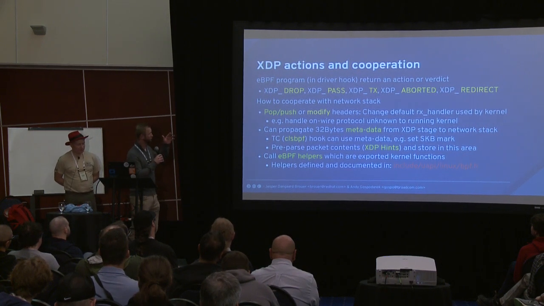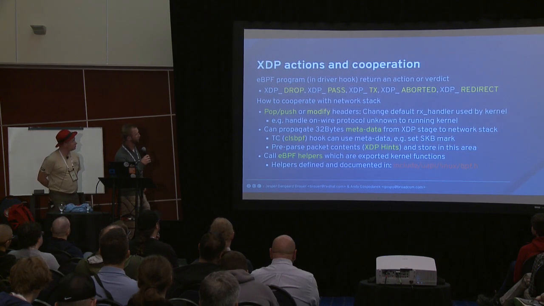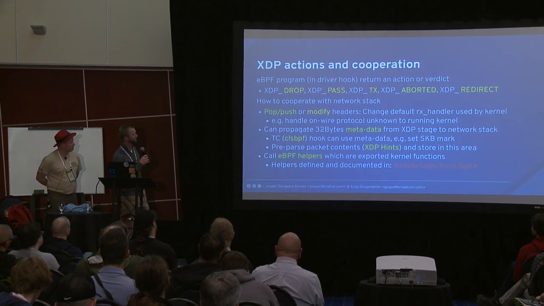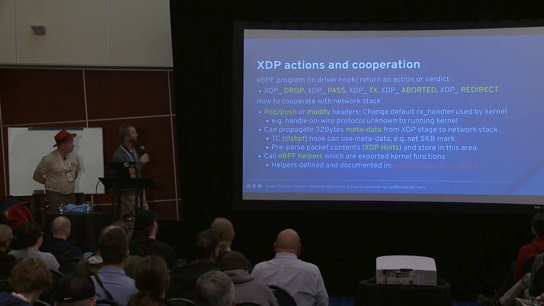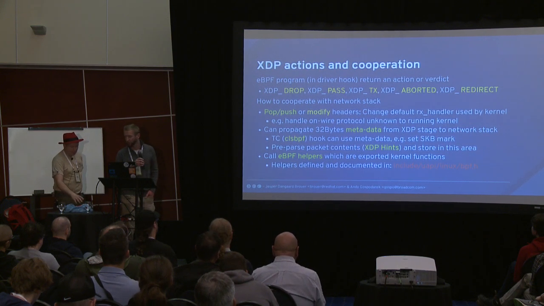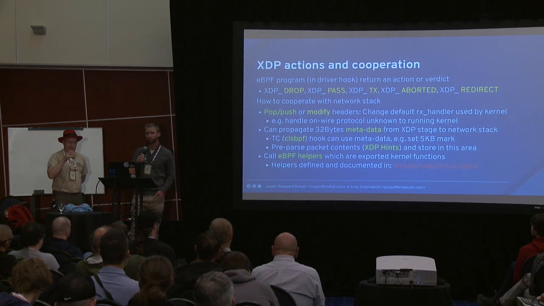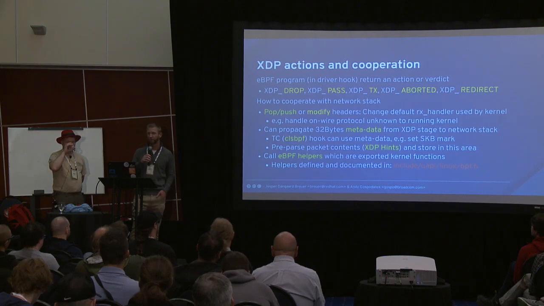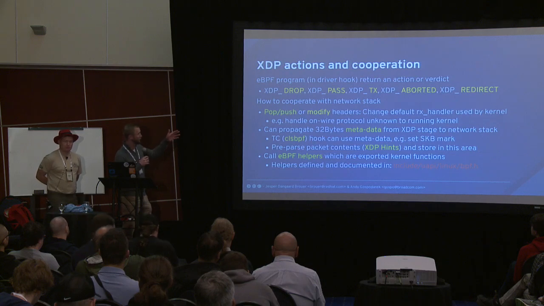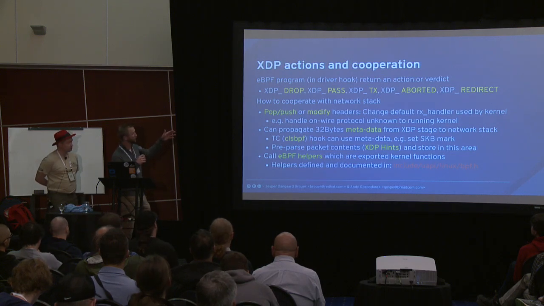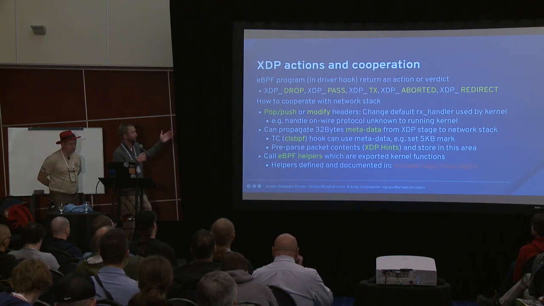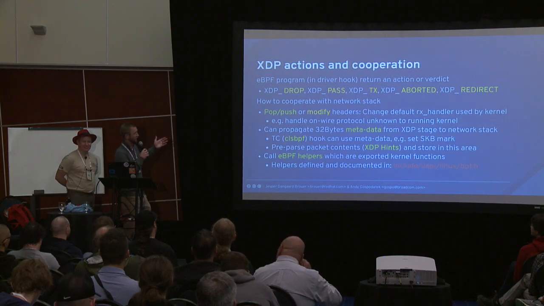So, talk about the first one. Yeah, so there are, highlighted halfway in yellow here, you can see we have drop, pass, TX, abort, and redirect. And at this point we feel as though these are the complete set of operations that are needed. You can handle almost any other operation with these. Drop's pretty self-explanatory. The packet is just completely dropped. These make for the most amazing benchmarks.